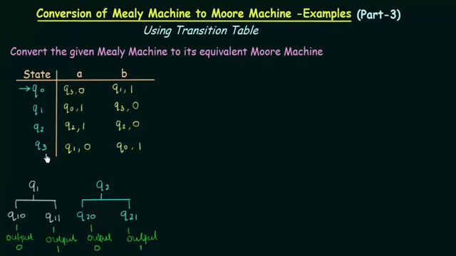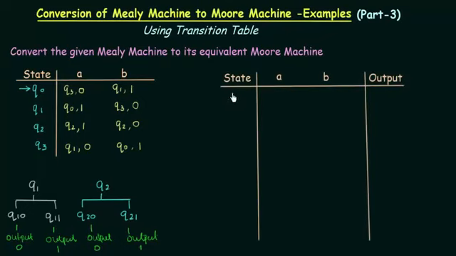Now let's come to state Q3. Q3 is giving output 0 in this column and in this column also Q3 is giving output 0. So Q3 is giving the same output, so no need to change anything for state Q3. Now we see that we have obtained new states when we split these states Q1 and Q2. Now using these new states that we have obtained, let us draw the transition table for the Moore machine.